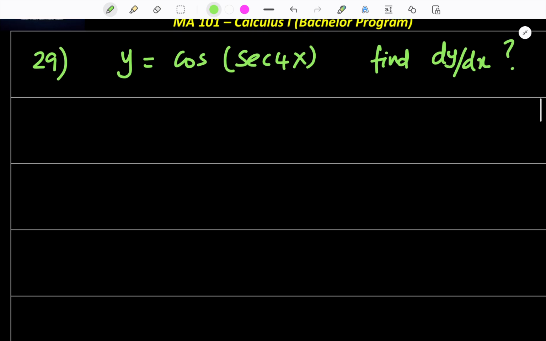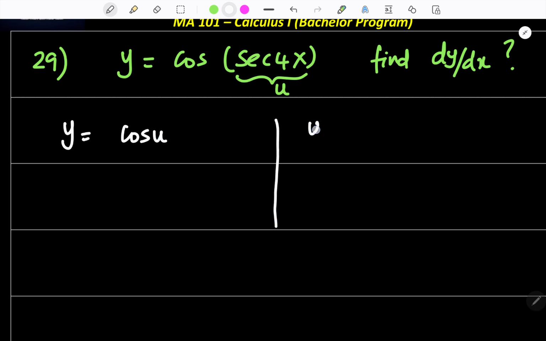y equals cosine secant 4x, and then find dy by dx. Okay, so now we are going to call this u. So what is y? y is equal to cosine u. And what is u? u is equal to secant 4x. So dy divided by du, the derivative of cosine u, is negative sine u. Right.